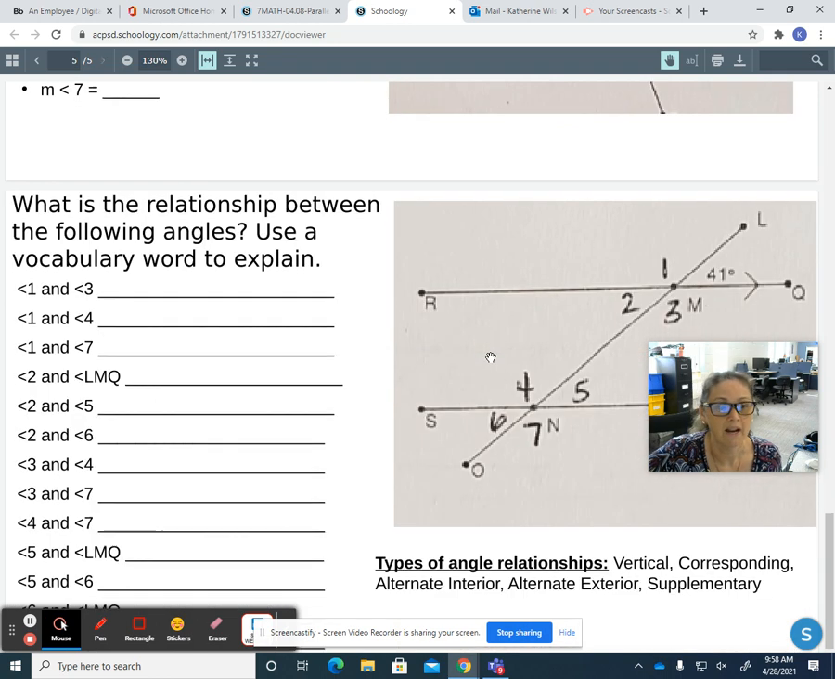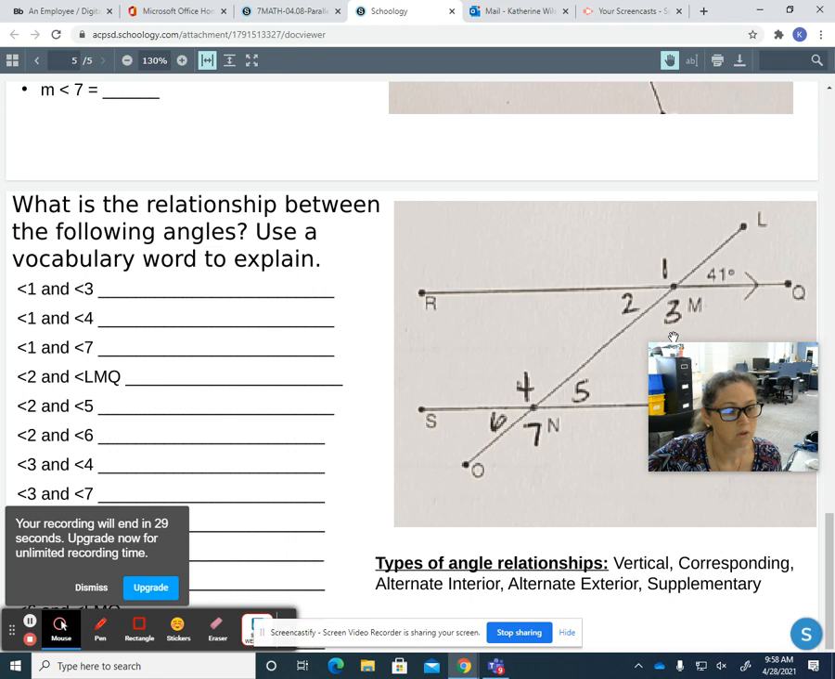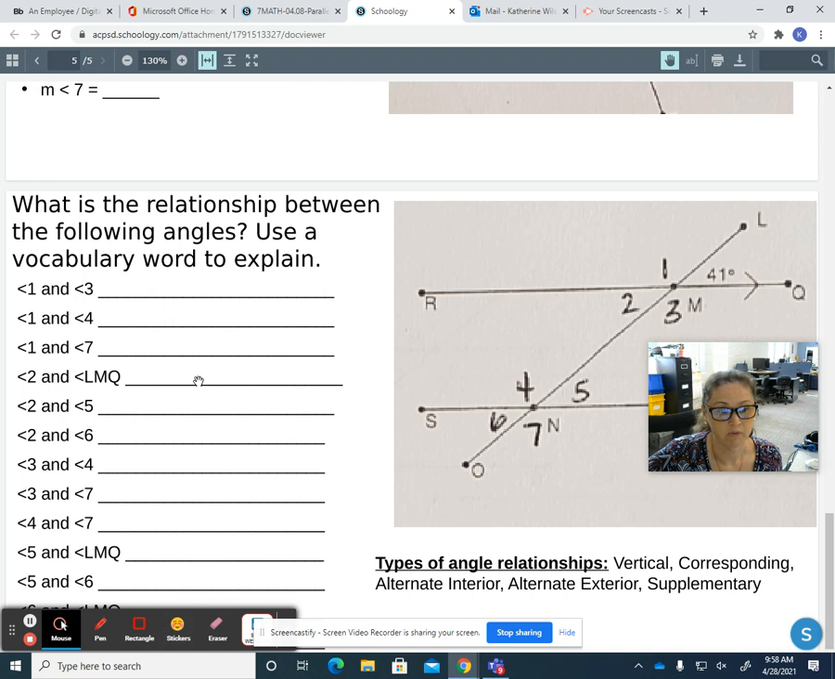The last slide, I'm looking for vocabulary. So these are your options down here. You're going to tell me vertical, corresponding, alternate, interior, exterior, and supplementary. So I want to know, if you look at angle 1 and angle 3, what is their relationship to each other? How do we know? Well, they are diagonally across from each other. Therefore, these two angles are the same size, they are congruent. So therefore, these angles will be vertical. So that's what I'm looking for with this lesson, is for you to type it in, save it, and then you'll turn it in.